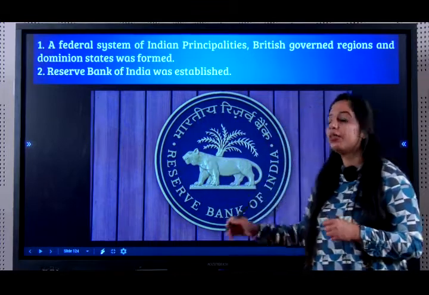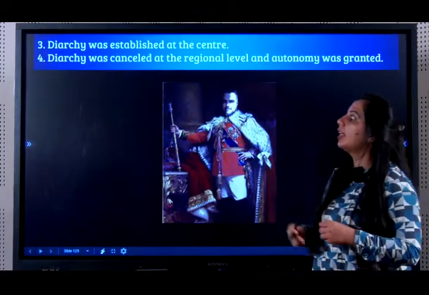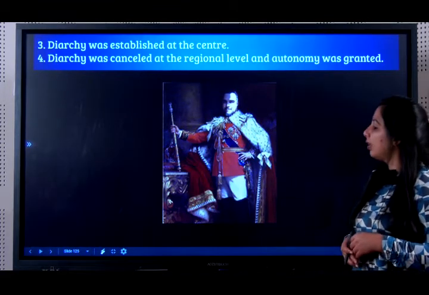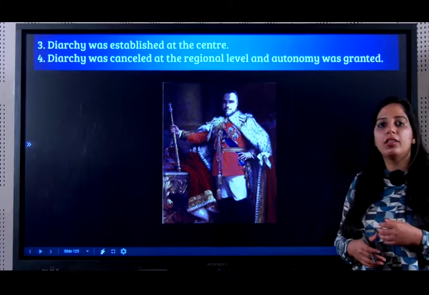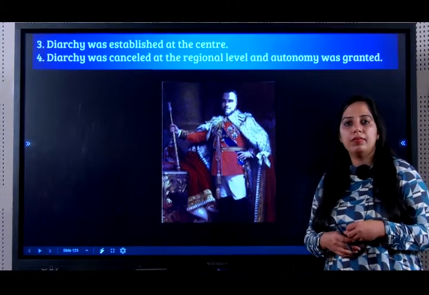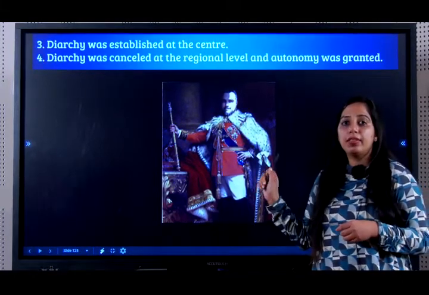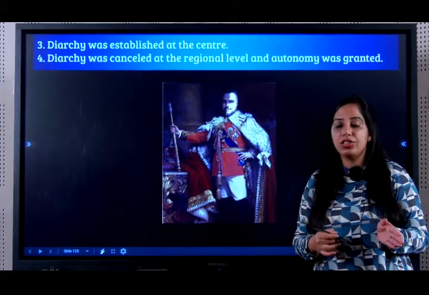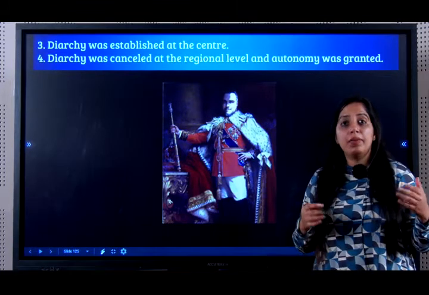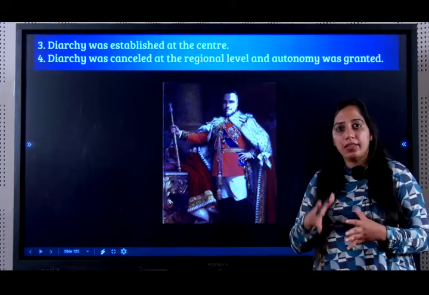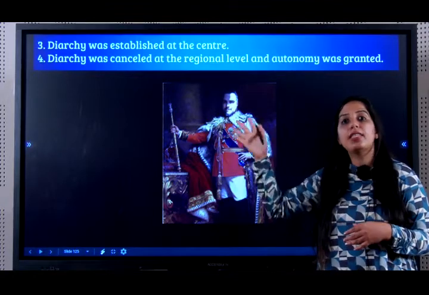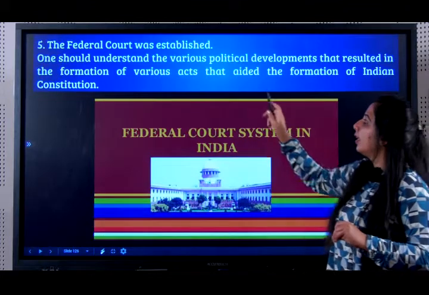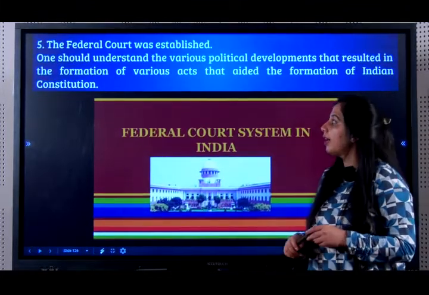Reserve Bank of India was established. Diarchy was established at the center. Very important here is diarchy. If you remember from the previous act, diarchy was there at the regional level, but it was not there at the central level. Here, as per this act, diarchy was introduced at the center and abolished from the regional level. The federal court was established.